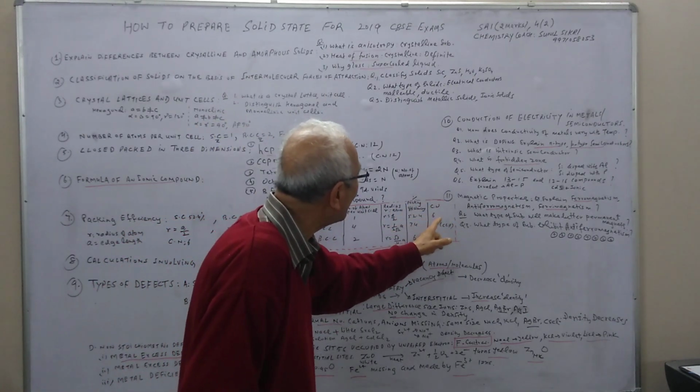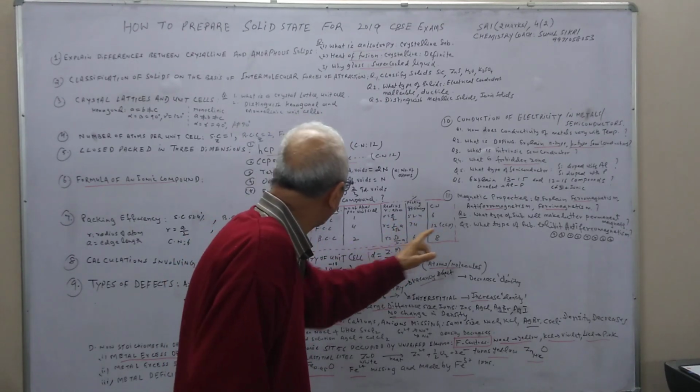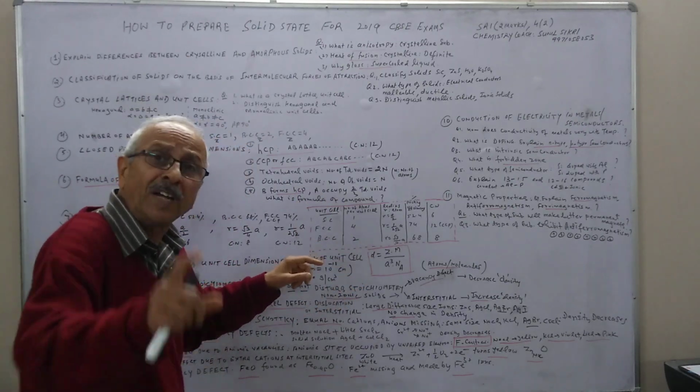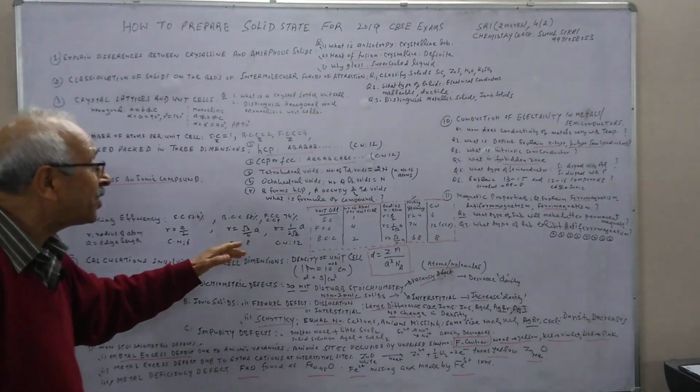Also see the coordination numbers. Coordination number is 6 for simple cubic, 12 for FCC, 12 for CCP, and 8 for BCC. This is a very important table, and you can take a screenshot and keep it with you. Remember that these types of questions will be there.